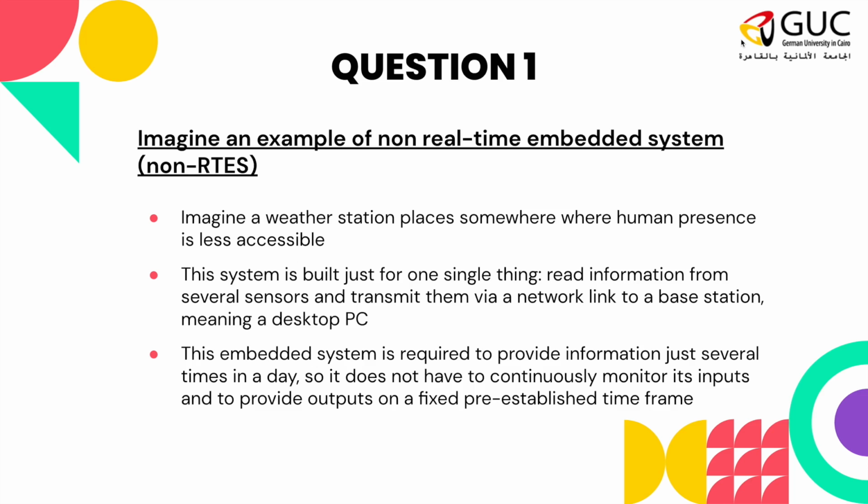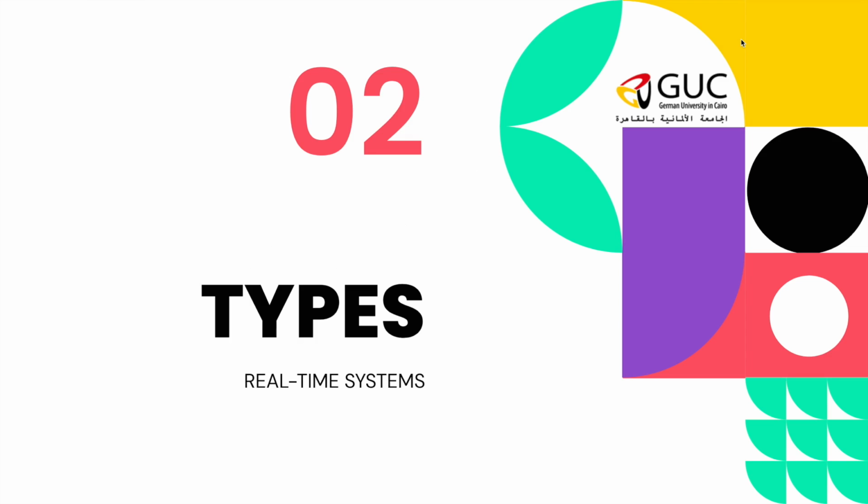Now we are done with the first part of the tutorial, which was some important definitions. Let's move on to the second part of the tutorial and discuss the types of real-time systems. We'll just go briefly in the tutorial. We'll not discuss it as much as stated in the lecture.